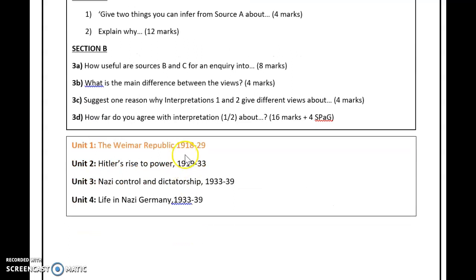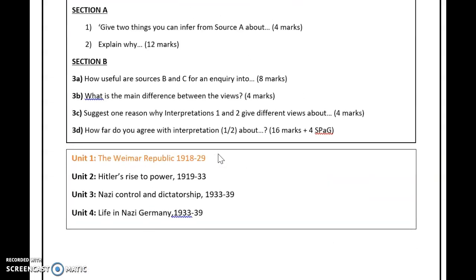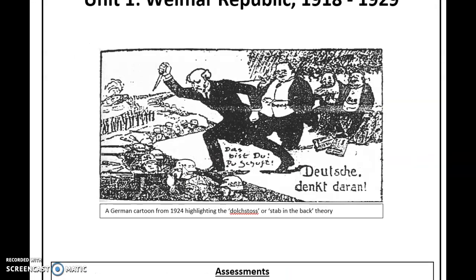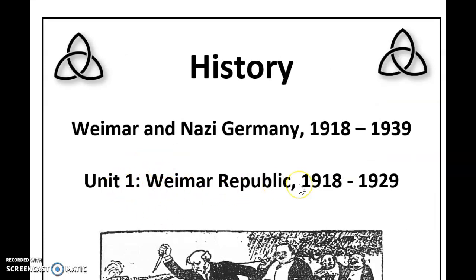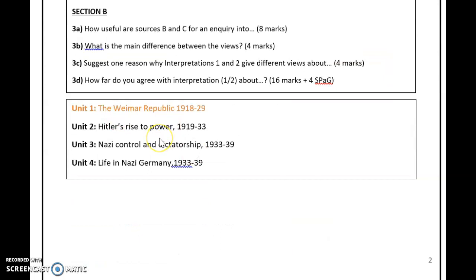It's also worth knowing that there are 4 units to the Weimar exam, each constituting a booklet. So you will have 4 booklets like this at the end. The first one is Unit 1, the Weimar Republic, the one we look at today. When we have finished this, we will move on to Unit 2, which is Hitler's rise to power, followed by Unit 3, Nazi control and dictatorship, and finally Unit 4, life in Nazi Germany.